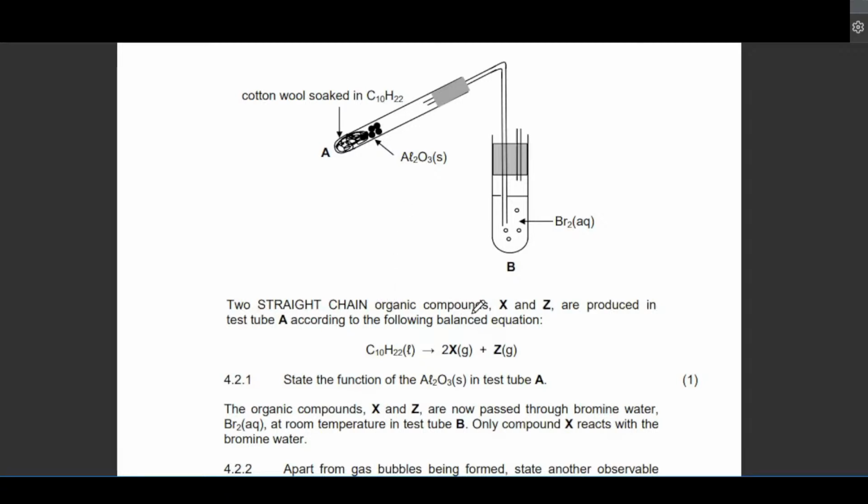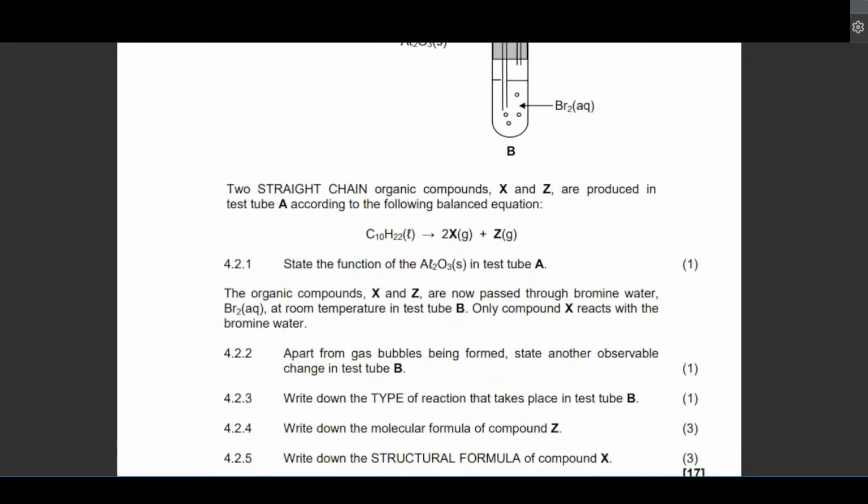Two straight chain organic molecules X and Y and Z are produced in test tube A according to the following balanced equation. They're saying that you have C10H22 gives you 2X plus Z. Now, how are we going to know what is this 2X and what is Z?